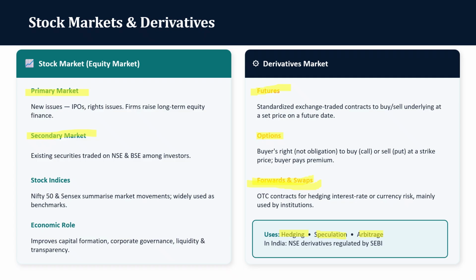Now, see, you should be very carefully defining what is primary market and secondary market. Also, try to explain the roles of stock and the indices and clearly distinguish between futures, options, and forward swaps and what are their main uses. So this might come in examination. That is, what is the difference between primary market and secondary market, and what are the distinguishing features between futures, options, and forwards and swaps. Try to go through that very carefully.